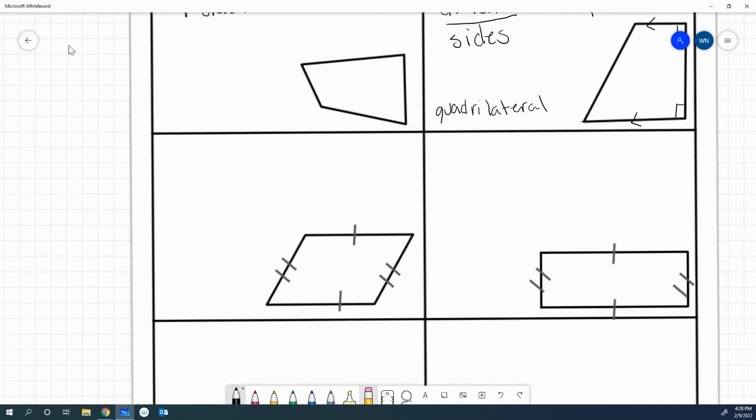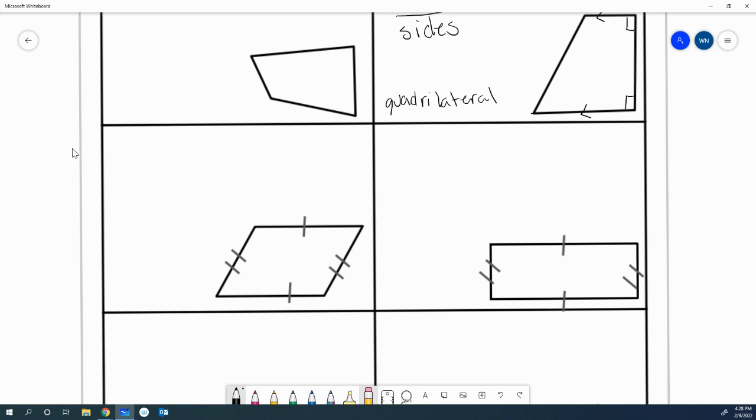Let's look at that next one. So this one, as you can see, these 2 lines, let's draw it in pink. This line is congruent with this line, and this line is congruent with this line. So it has 2 sets of congruent parallel sides. So this is a parallelogram. Parallelogram.